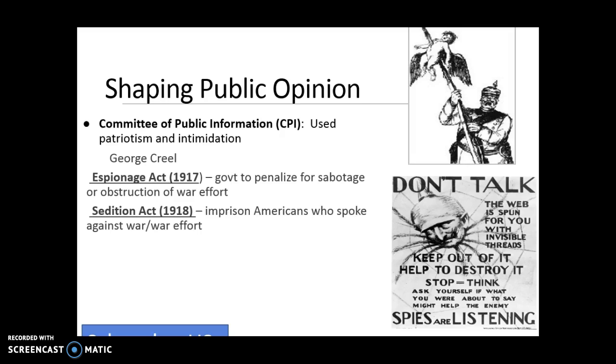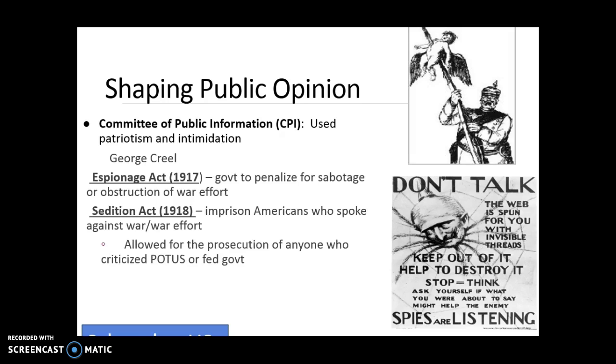You also have the Espionage and the Sedition Acts. Now, they're actually two different acts. The Espionage Act allowed the government to penalize people, usually with fines, for obstruction of war efforts. So if you passed out leaflets that were against the draft saying don't sign up, and obstructing the war effort, that was the Espionage Act.